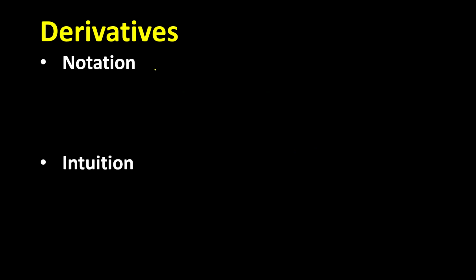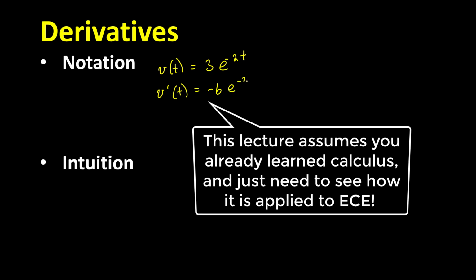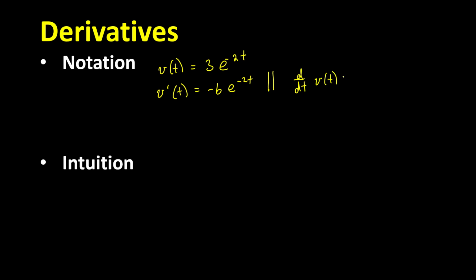So let's begin by talking about how we notate taking derivatives. One way we can notate it is with the apostrophe sign. And another equivalent way is by using the d over dt operator. And an equivalent way of showing this is with dv dt.